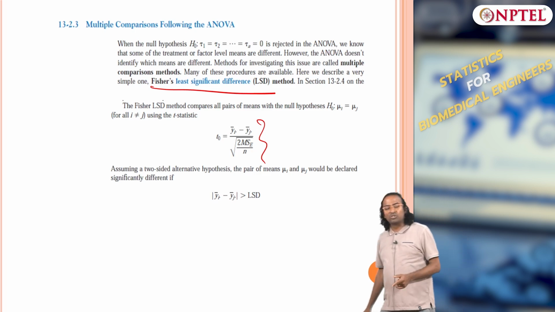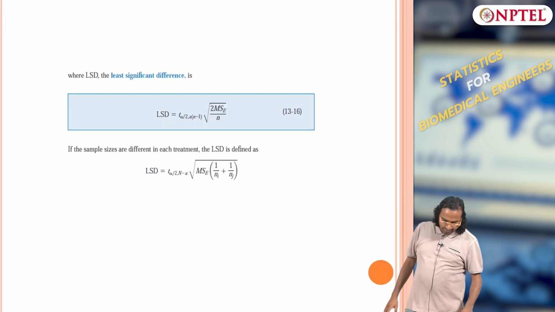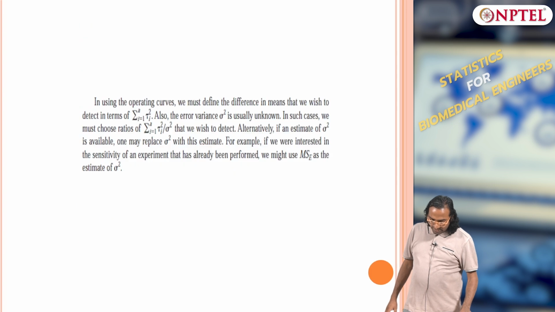2 sigma squared by n will become 2 MSE by n, the variance. So you can give 2 sample test, etc.